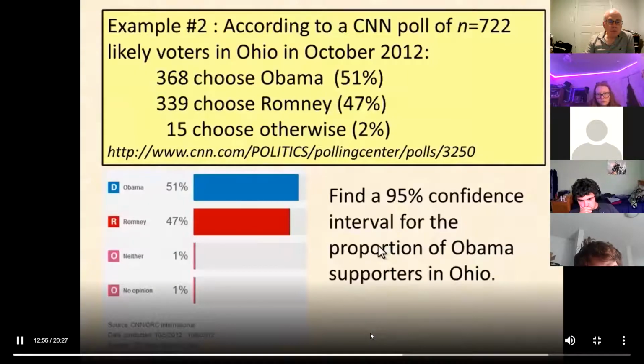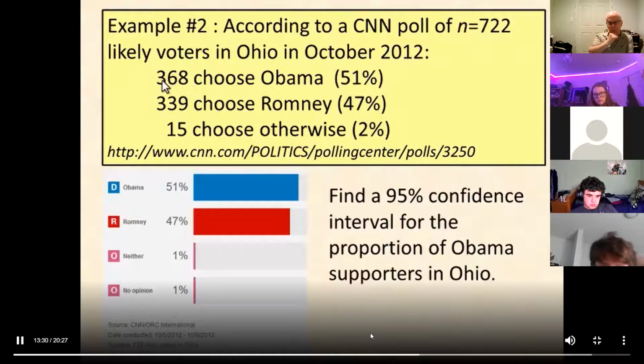Okay, let's do a second example. This one is for a proportion. This is a poll of likely voters in October 2012, just before the presidential election of 2012. The poll asked 722 likely voters in Ohio who they planned to vote for, and 368 chose Obama, 339 chose Romney, 15 chose otherwise. And we want to find a 95% confidence interval for the proportion of Obama supporters in Ohio. So remember those numbers.